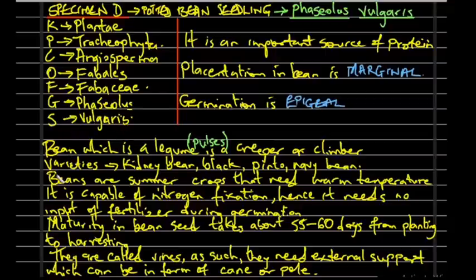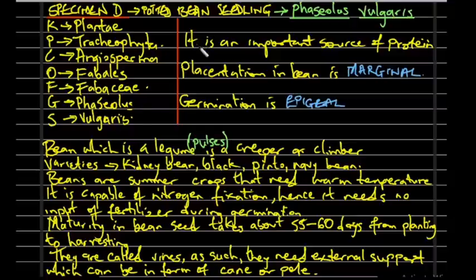Now, bean is a legume, and since it is a legume, it is called a pulse. So we see them as pulses. Now, it is a major creeper or climber because its stem creeps on the ground. So we have so many varieties of this particular crop. We have varieties like the kidney bean, the black bean, the pinto bean, the navy bean, and the rest of those. So many varieties are found in the Phaseolus species.